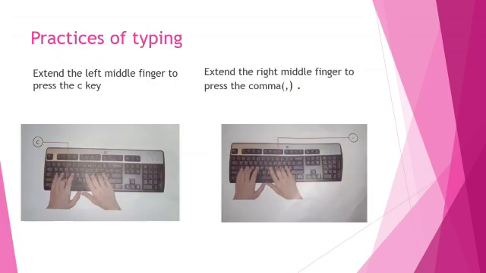In the next slide, extend the left middle finger to press the C key on the keyboard. Students, you see in the picture of the left hand is C, and in the right hand you see the comma. Extend the right middle finger to press the comma. Students, you must remember the names of the fingers. After that you start the typing practice. Today our lecture is ended, so listen to it carefully.